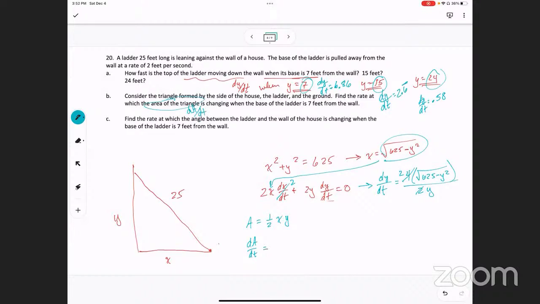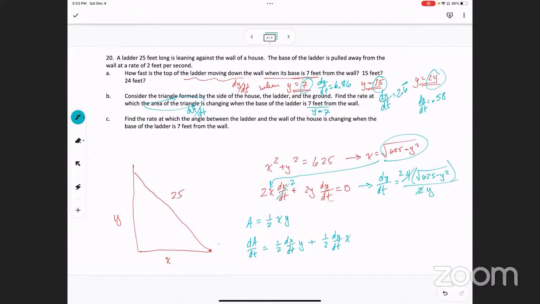So dA/dt equals, now I could do it a couple ways. I could just solve for one of them like I did over here already. In fact, that's probably the better thing to do when the ladder is 7 feet from the wall. So that's y equals 7. You can plug this right here in for X so that your equation is only written in terms of Y. And then when you're taking the derivative, you're only dealing with that. Or you could do the product rule. Let's try the product rule, see if that's easier. So 1/2 dx/dt times y plus 1/2 dy/dt times x.